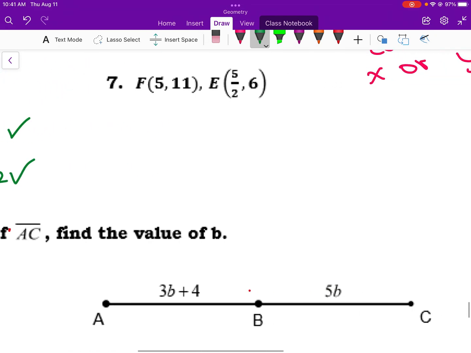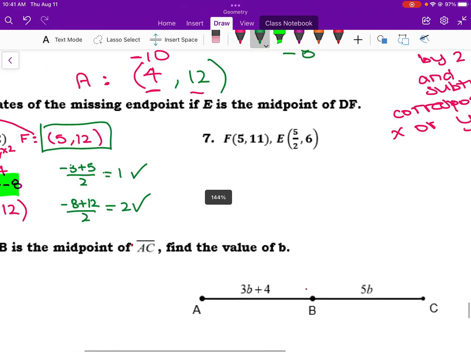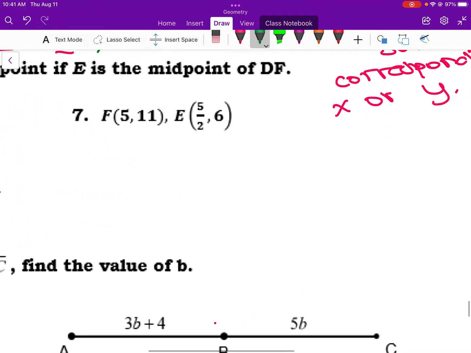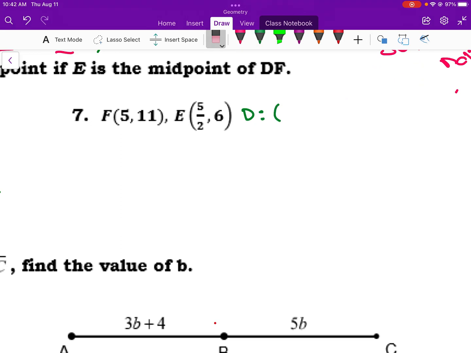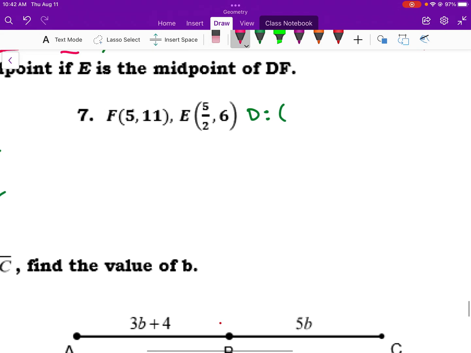Same thing here. We're finding the missing endpoint if E is the midpoint. Here we have F, so we need D. That's what we're looking for. Same thing: we want to double the midpoint values, so times 2, times 2.